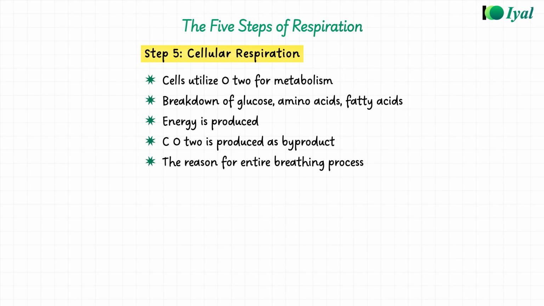Step 5 and final step, cellular respiration. The oxygen reaches the cell and the cell uses it. It uses oxygen to break down food molecules, glucose, amino acids, fatty acids, and extract energy. This energy powers all cellular activities. But in this process, carbon dioxide is produced as a harmful byproduct. This carbon dioxide needs to go out. And that is why the whole cycle starts again. That is why we keep breathing. Each step connects to the next step.